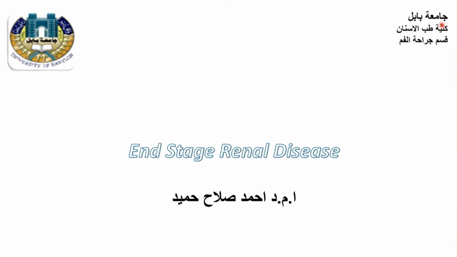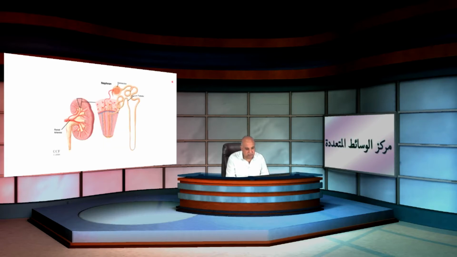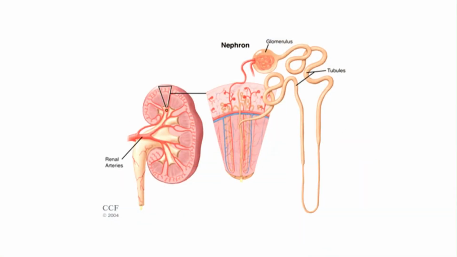Our lecture today is end-stage renal disease. First of all, I would like to give some idea about the anatomy and the structure of the kidney. We have two kidneys, left and right. The basic unit of the kidney is the nephron.